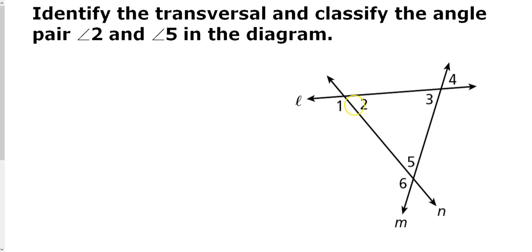So angle 2 and angle 5. So if I highlight the transversal here, I see that N is the transversal, so they're both between the two lines, so they're both interior angles, and they're both on the right-hand side of the transversal N, so those are same side interior angles. Or you could say consecutive angles, and we'd be equally excited for you.